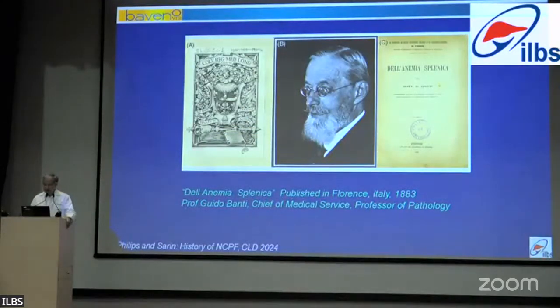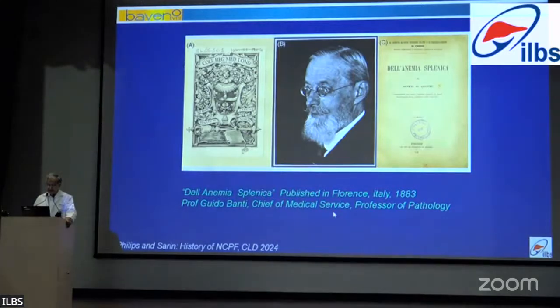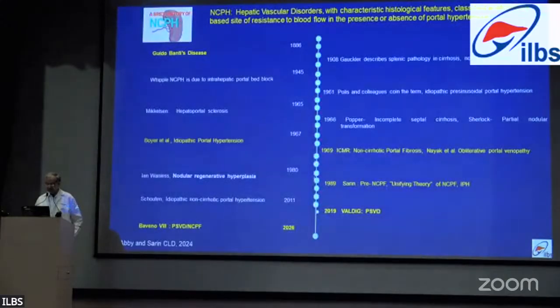So it was way back in 1883 that we had the famous Dr. Banti, who published in Florence, Italy, what he called anemia splenica. By this, he really meant that there is anemia and there is splenomegaly. And subsequently, it came out to be what Banti's disease was. So this is the journey from 1883 onwards. So it was termed as Banti's disease.